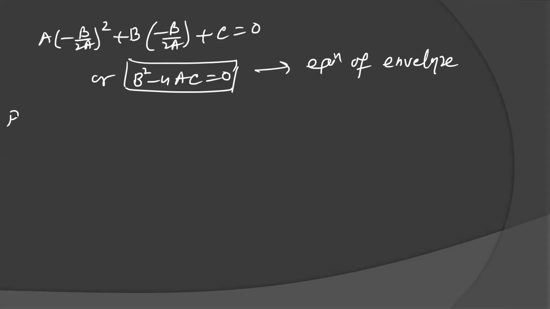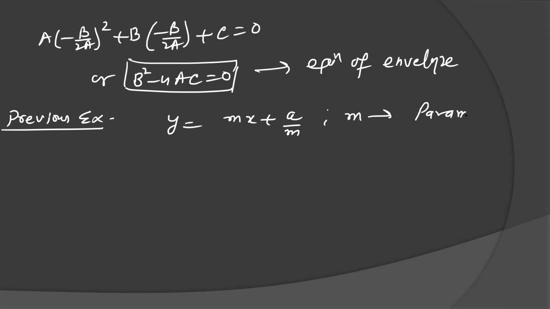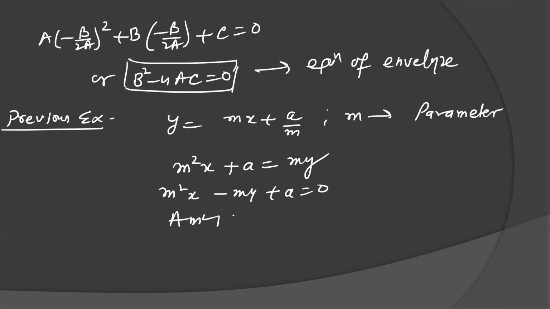Let's see the previous example. What was the family of lines? y equal to mx plus a by m, and m is the parameter. We can see that there is a quadratic equation in m. We can write it as m square x minus my plus a equal to 0. Compare with A m square plus B m plus C equal to 0: A is equal to x, B equal to minus y, C equal to a.